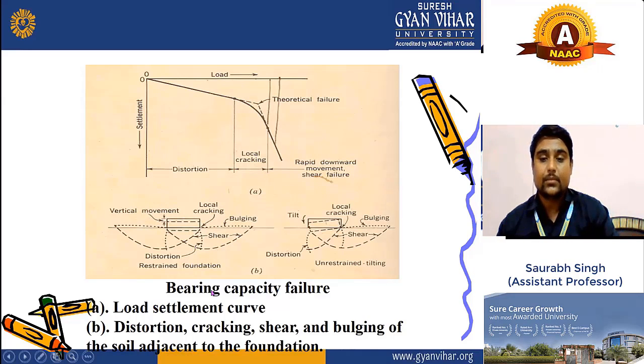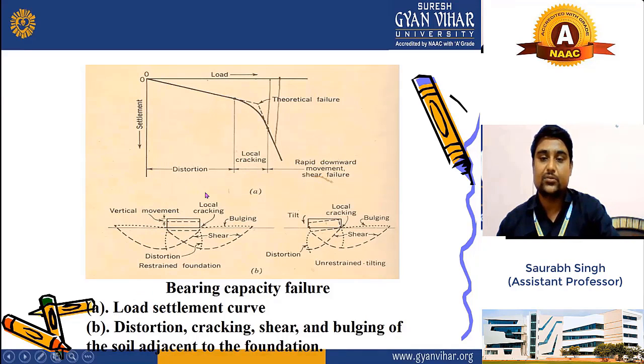These kinds of things can happen during the load. This graphic shows bearing capacity failure, how any structure can fail due to low bearing capacity. As you can see here, there are two graphs. A is the load settlement curve. This is the graph of your load settlement curve. And the second graph shows deterioration, cracking, shear, and bulging of soil adjacent to the foundation. This is your second graph.